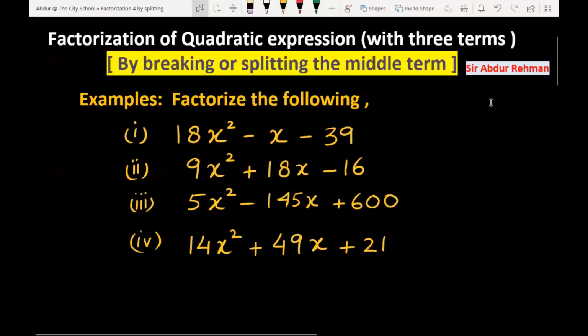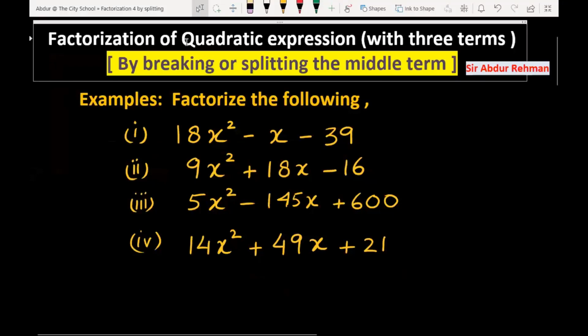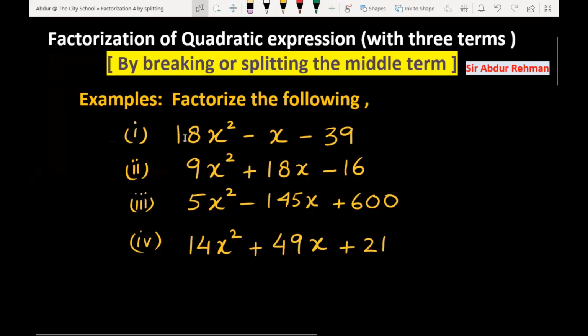Hello everyone, this is the continuation of factorization of quadratic expression with three terms by breaking or splitting the middle term. In this lesson number 4, you will learn how to factorize a quadratic polynomial or expression when the coefficient of the first term and the last term is very large. These are examples where the numbers are very large. One by one, I'm going to explain how to factorize by breaking the middle term.